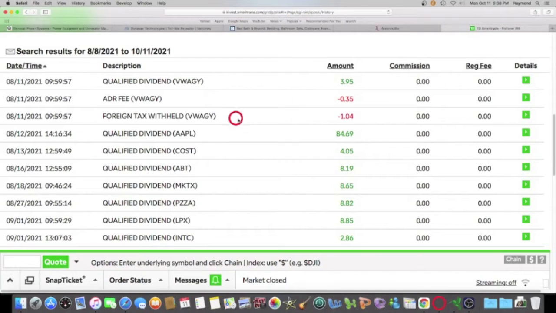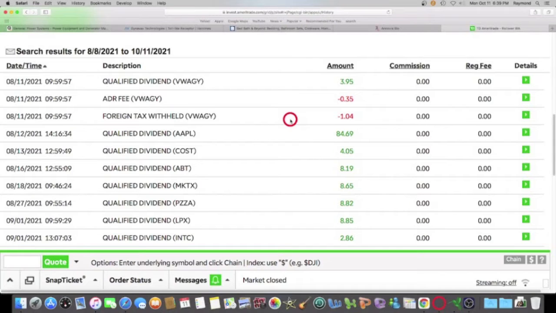So I had to do that, and then this isn't a fee, but since it's a foreign company, because I got this dividend, I had to pay a foreign tax on the dividend. So they subtracted $1.04 from my dividend of $3.95. So that is the only fee that I received in the last 2 months. And I'm not tripping on that small fee.